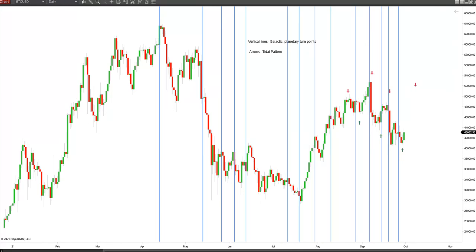Now let's go to the tidal pattern. So what I've done here, I've marked trend lines between the arrows. You can see at the swing lows, I've put green arrows. At the swing highs, I've put red arrows. You can see I have one red arrow out into the future here. The next high tide, no pun intended, would be October 8th. Would be the next pivot point.